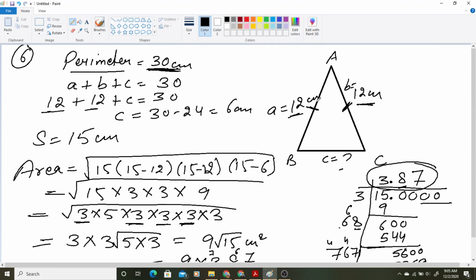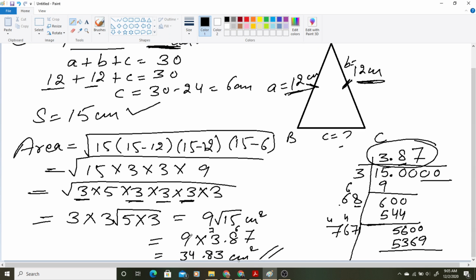So in this question you can see we are given 2 equal sides of an isosceles triangle and the perimeter was also given. So we have to find the third side first. First we found the third side. Then we found the semi perimeter. Then by using Heron's formula we can find the area of the triangle.